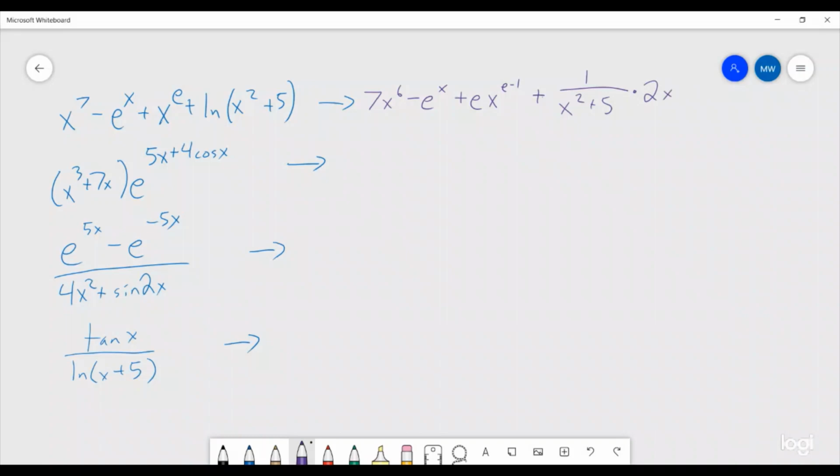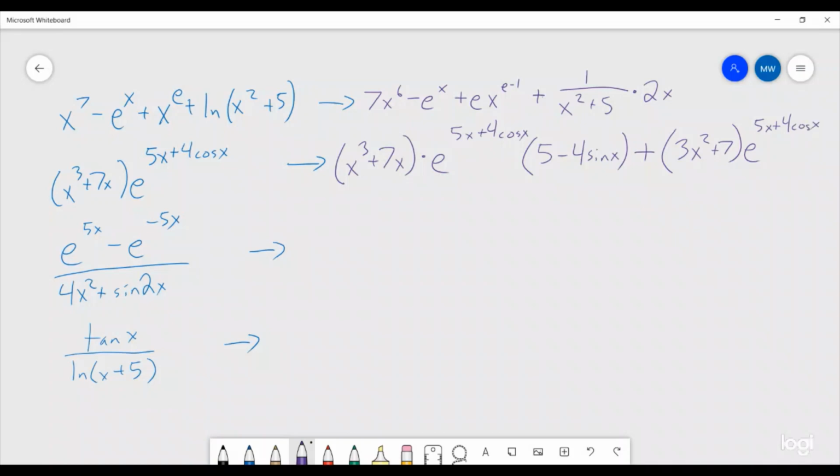How about the derivative of the second? Well, this is going to be a product rule. So we have first times the derivative of the second. The derivative of e to stuff is e to stuff multiplied by the derivative of the inside from the chain rule. So it'll be a 5 minus 4 sine x. So first times the derivative of the second plus the second times the derivative of the first. The derivative of the first is 3x squared plus 7, times e to the 5x plus 4 cosine of x.